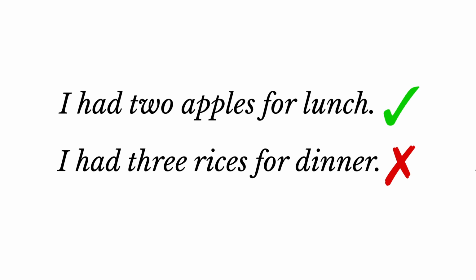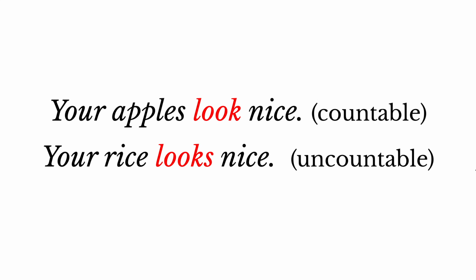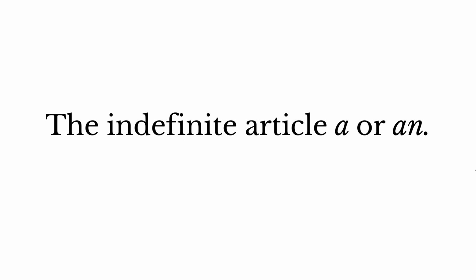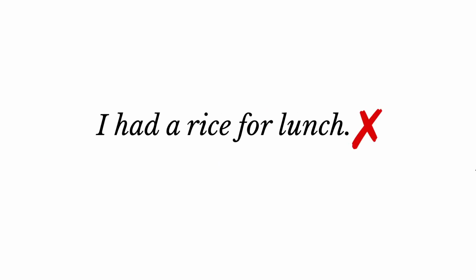And because uncountable nouns are singular, they take a singular verb or doing word. For instance, your apples look nice, that's countable. Your rice looks nice, that's uncountable. We also can't use the indefinite article a or an with uncountable nouns. For example, you can't say, I had a rice for lunch.